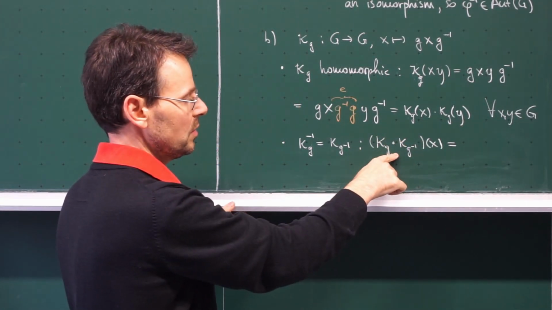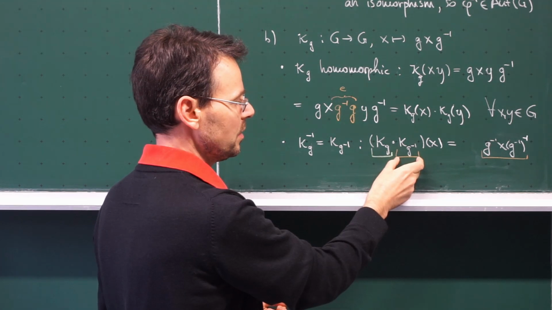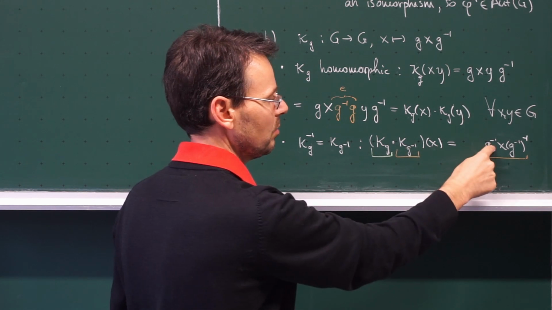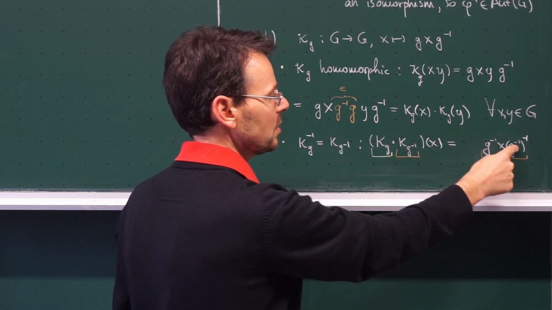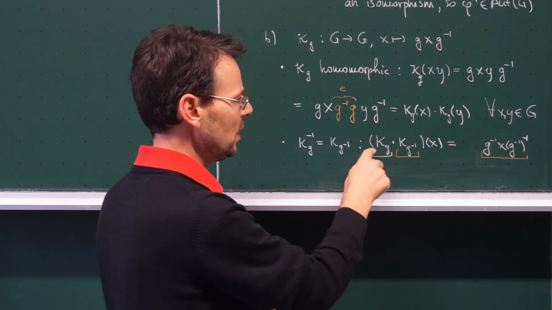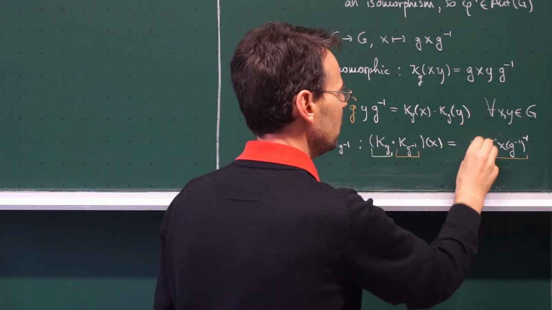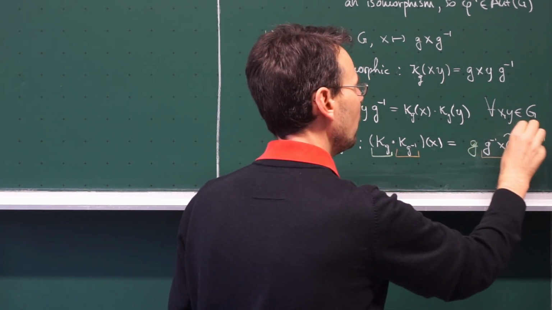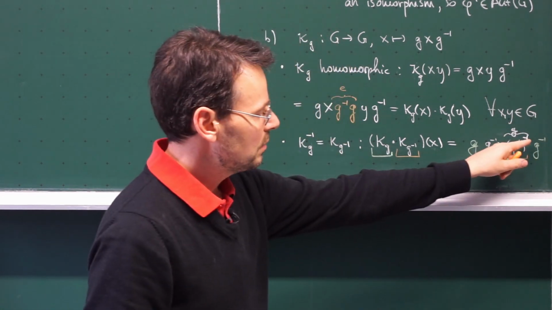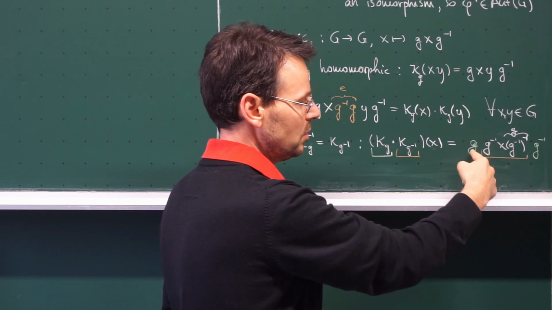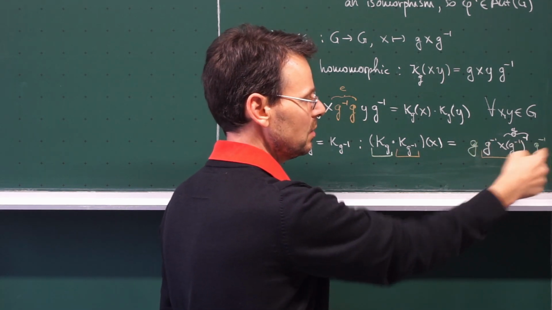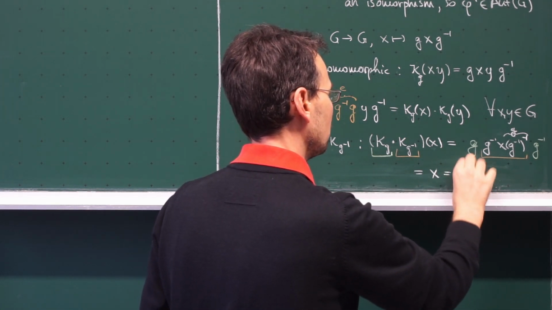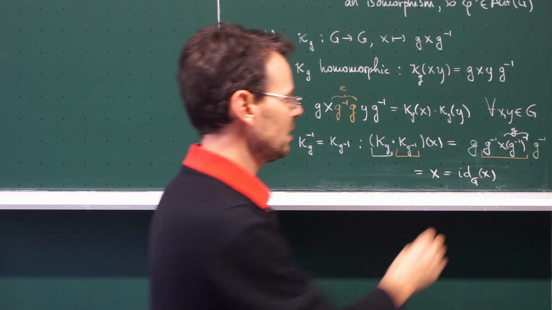Let's take a look at this composition here. First I apply this map to x, giving me this by definition of conjugation. I multiply from the left with g inverse and from the right with the inverse of g, and then I have to apply this map, which means g and then g inverse. But now g inverse inverse is nothing but g itself. So here the g's cancel and give me the identity, and here the g's cancel. So I end up with x itself, which is the identity applied to x.